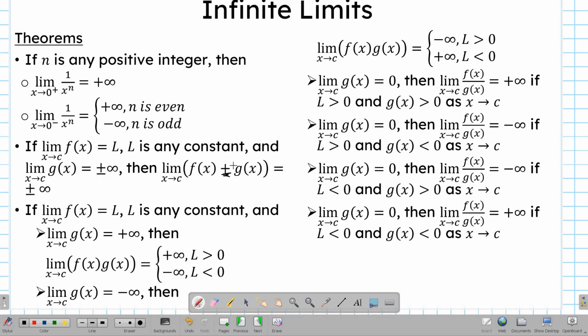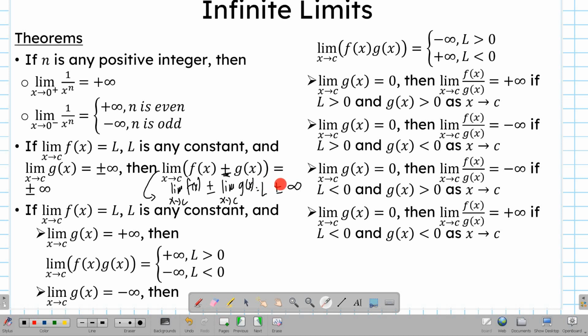Why is that? Remember, in our limit theorems, this is actually the same as the limit of f of x as x approaches c plus or minus the limit of g of x as x approaches c. With this in mind, this becomes L, which is the limit of f of x, plus or minus infinity, which is the limit of g of x. And remember that infinity is not a number. It's a concept that says our values either increase or decrease without bound.